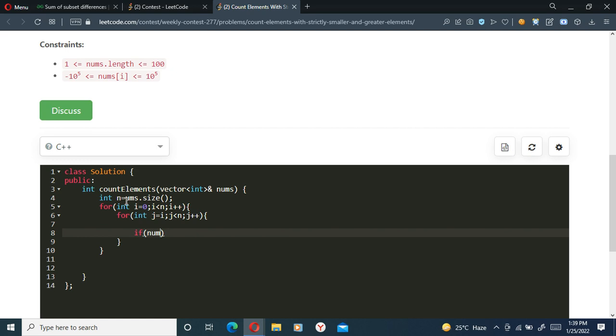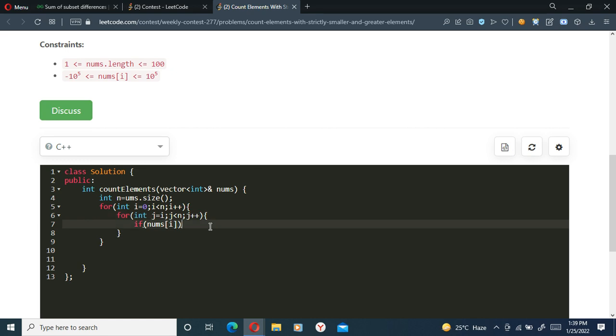For, let's say, nums of i, some value is strictly less than and strictly greater. So I also have to find the less than element, right? Strictly less than. It could be anywhere in the array. I'll try to optimize it later. For now, just find out a strictly less than element. There is no need for me to start from there. We'll say nums of i.